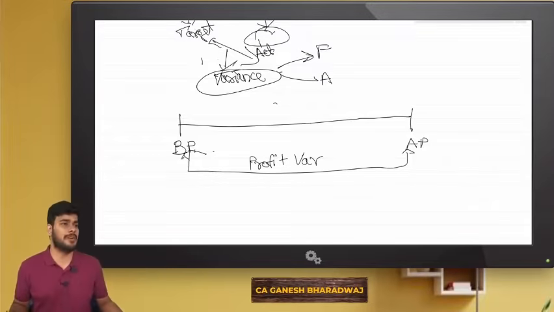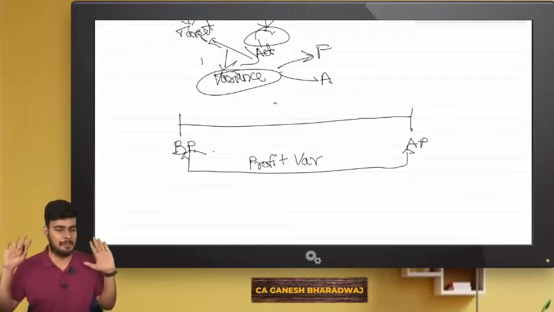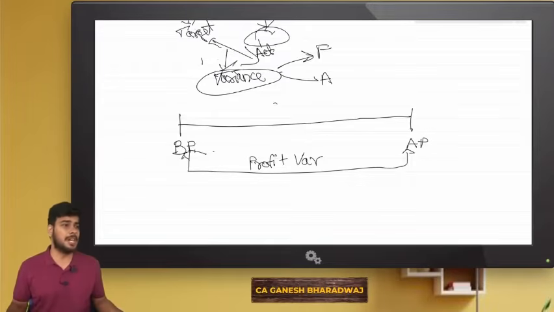What do you mean by a profit variance? Nothing. Variation in the profit. That's all. They are giving some jargon. Don't think that it's some complicated thing. It's a difference in profit. That's all. It's called a profit variance. Are you clear with this?